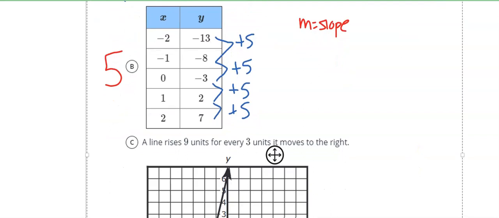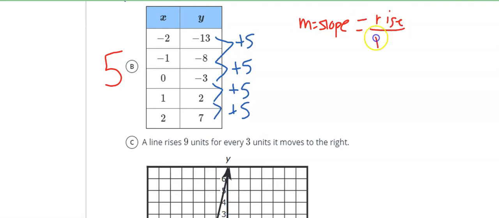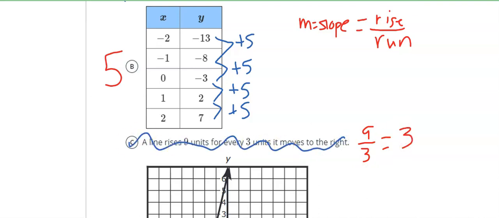So let's see. C says line rises 9 units for every 3 units it moves to the right. So remember, slope is also rise over run. So in this case for C, it rises up 9 for every 3 to the right. 9 over 3 is the same thing as 3. So I know C is not my answer.